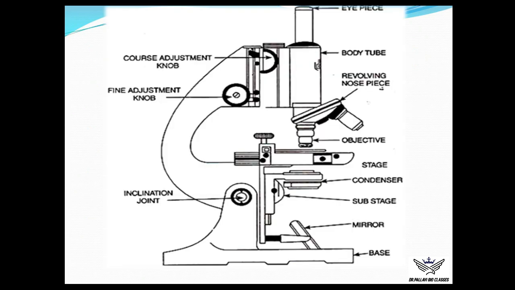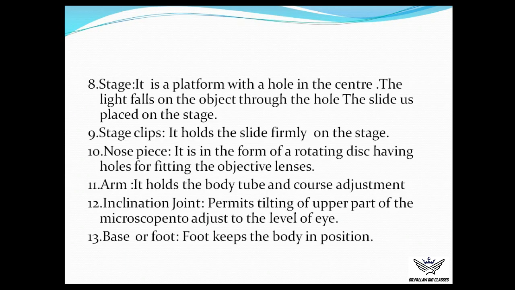So see, these are the different parts labeled over here. One is eyepiece, first one is eyepiece, then body tube, then you can see the coarse adjustment knob and fine adjustment knob here. And let us move to the remaining parts of the microscope.